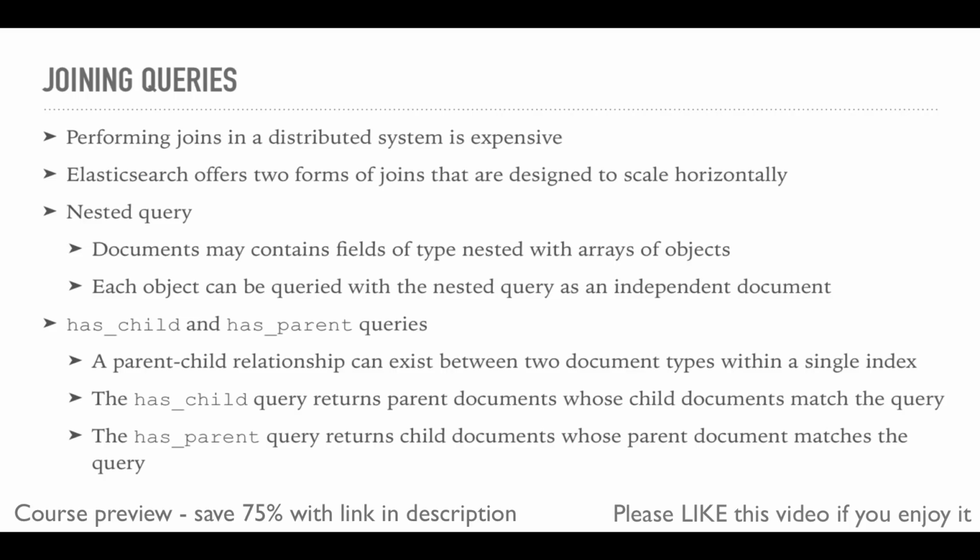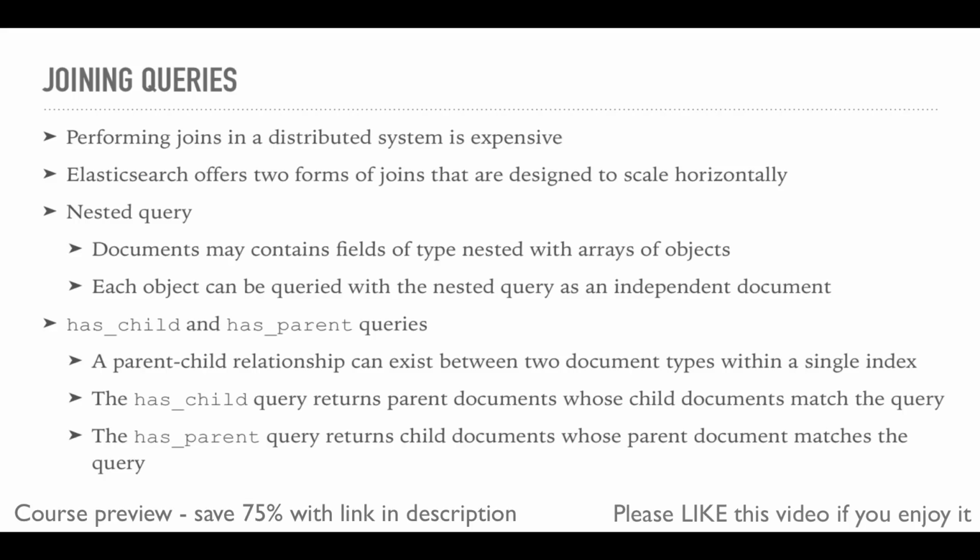Because performing joins in a distributed system is expensive in terms of performance, Elasticsearch offers two forms of joins that are designed to scale horizontally. The first is the nested query, which you may remember from when I talked about the nested data type. If a document contains a field of the type nested with an array of objects, then each of these objects can be queried as independent documents by using the nested query.